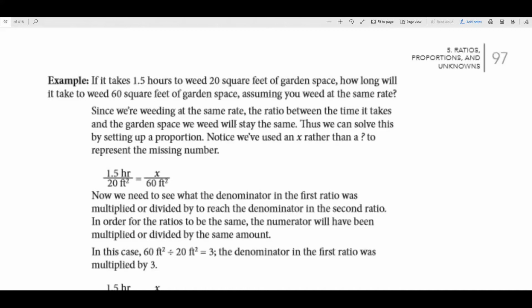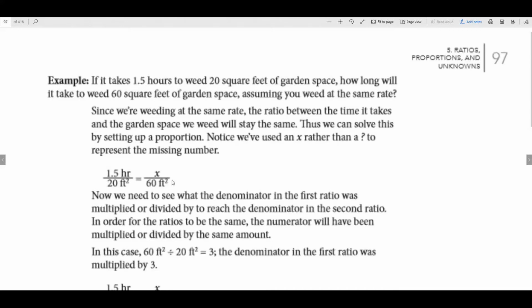Thus, we can solve this by setting up a proportion. So it takes 1.5 hours to weed 20 square feet. Okay, this is our first ratio. And then it says, assuming you go at the same rate, how long would it take to weed 60 square feet? Now, you notice that the top number is the hour, the time. The bottom number is the amount of space.